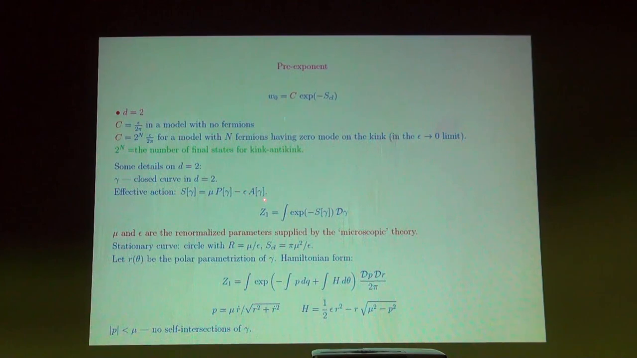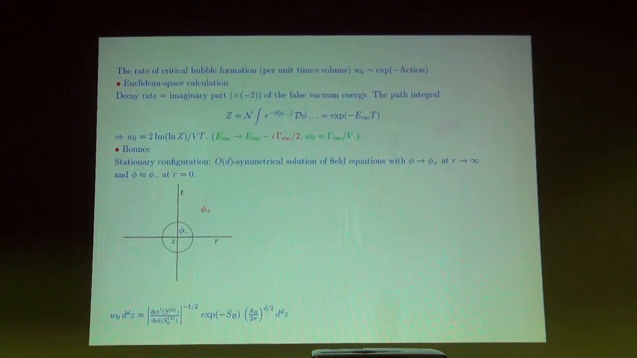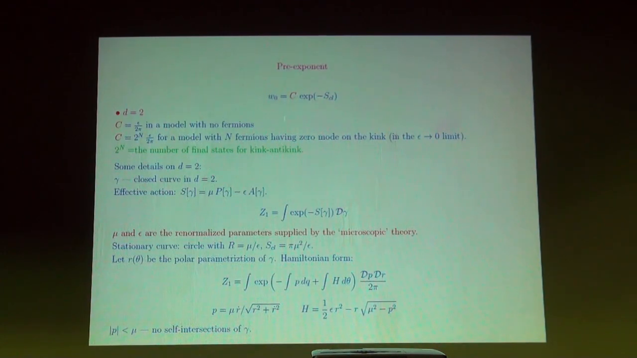And actually, it can be shown, and I'll skip it because otherwise I will never get to the end. It's the consideration of small variations around the classical trajectory in two dimensions. In two dimensions, it's just a contour. So variations of the contour can be described by means of a simple Hamiltonian system.